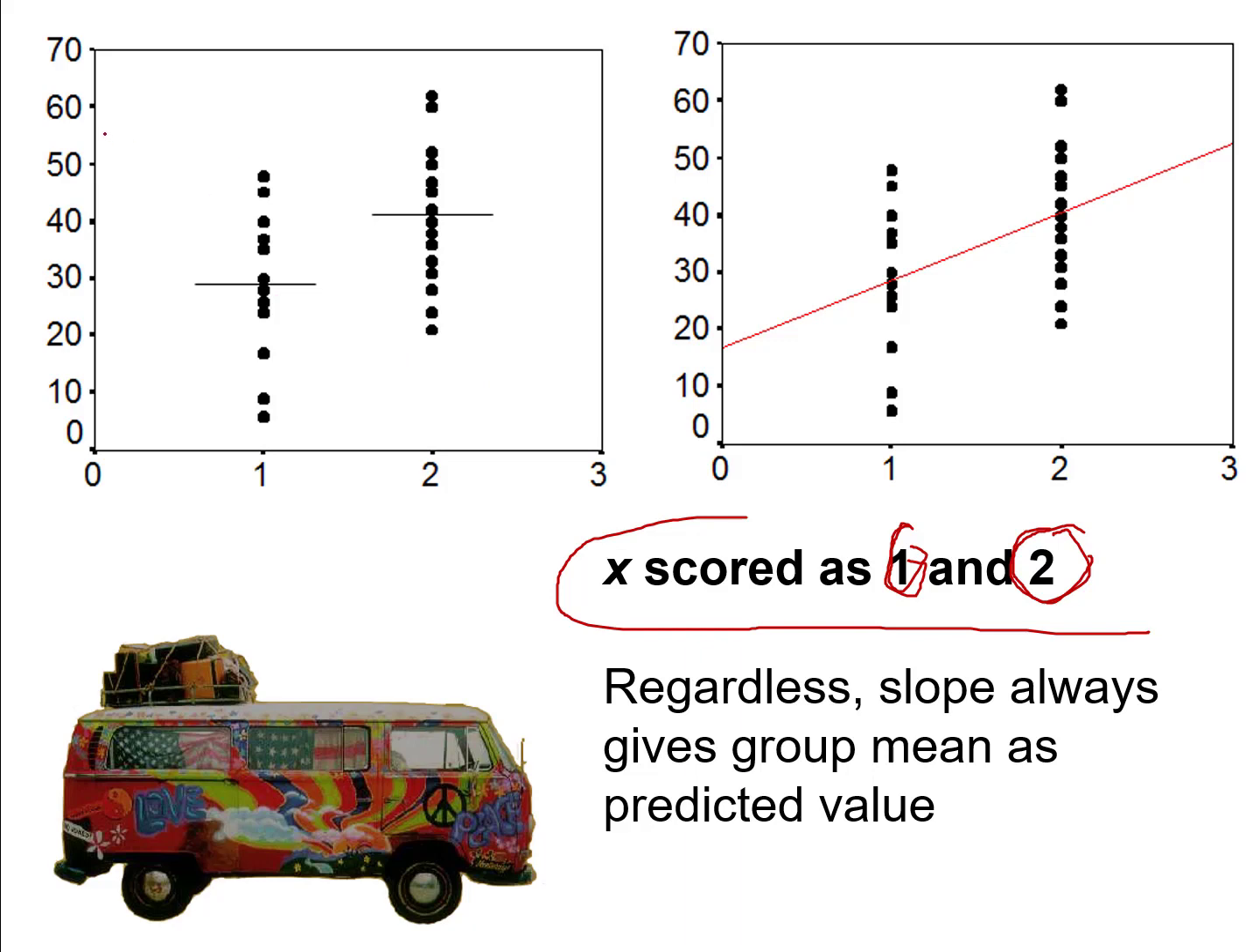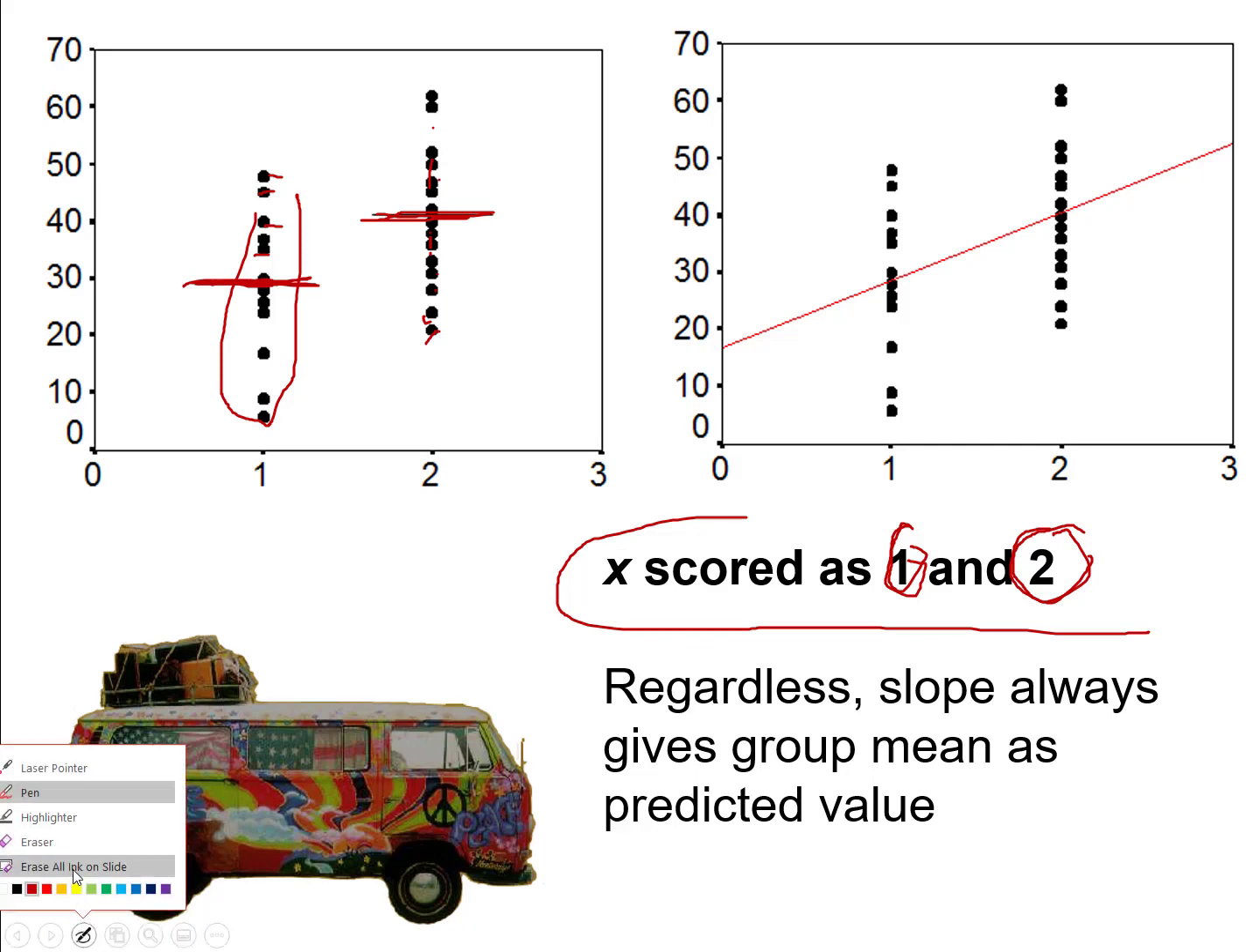And on the left, each dot is someone's score. Here are everyone's scores in group 1, and the mean for group 1 is right here. It looks like it's almost right at 30 or so. And then here we have everyone's scores, all the dots over on the right-hand side, for people in group 2. And the mean for group 2 looks like it's a little bit higher than 40.